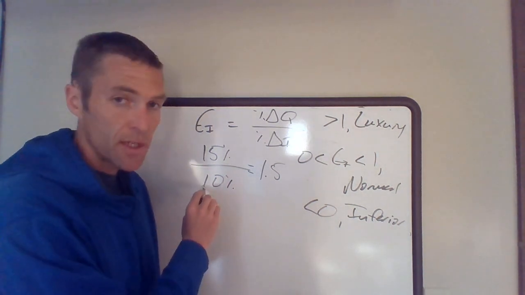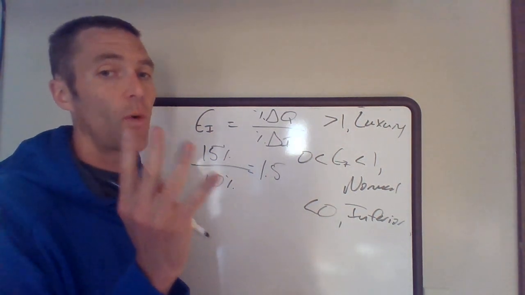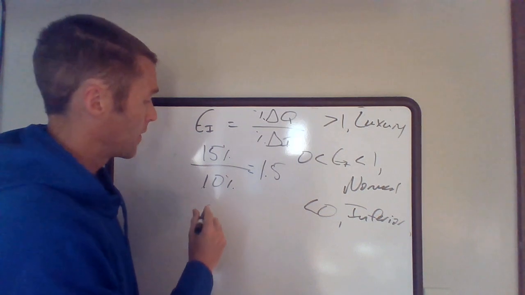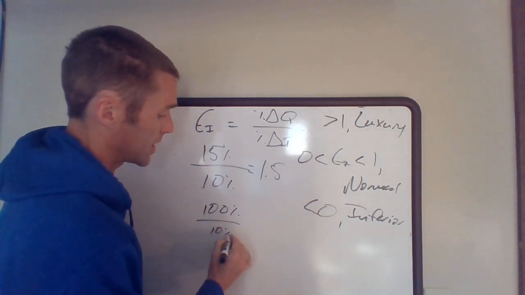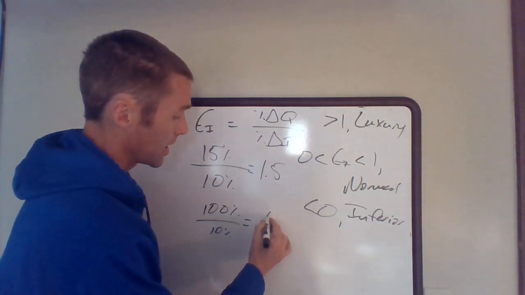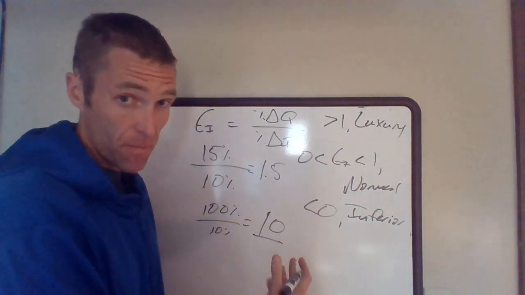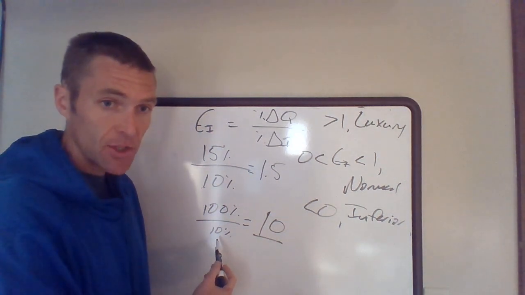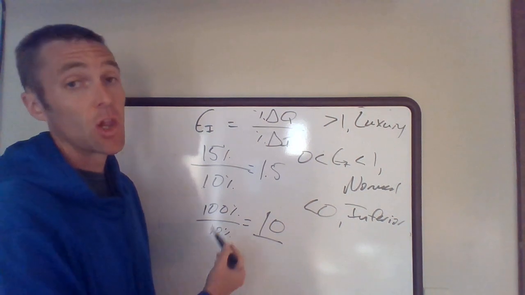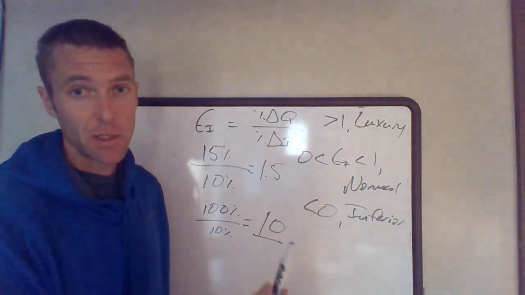If I got a 10% raise, and now we go to Timber 4 times a year, now I have a 100% increase compared to a 10% raise, and my income elasticity is 10. That would be clearly a luxury good. If a small change in my income caused a large change in my demand for a good, it's a luxury good.